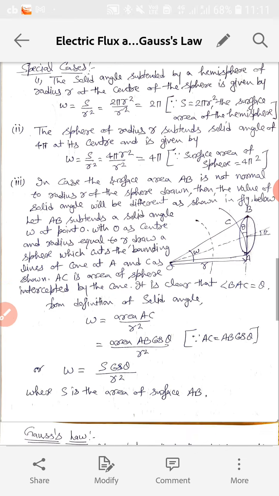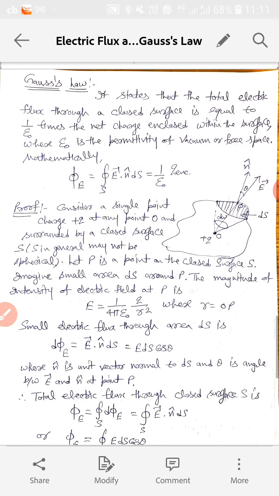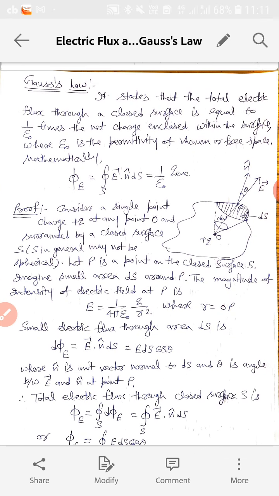So now we'll come to a very important topic, which is Gauss law. Again, this topic is very important, not only from your exam point of view, this university exam point of view, but also in general if you are interested in physics.